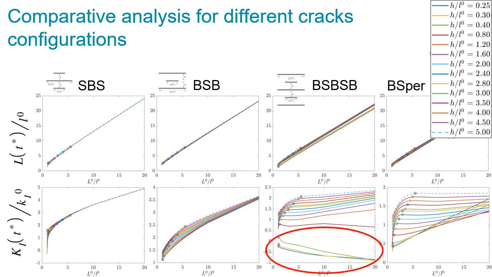The more the number of big cracks in the array, the less the final length is. The same is observed for the stress intensity factors.